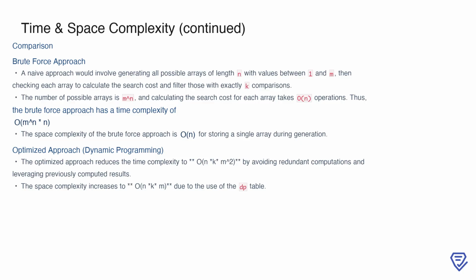In contrast, the optimized dynamic programming solution avoids generating all arrays explicitly by leveraging previously computed results. This reduces the time complexity to n times k times m squared, a dramatic improvement, particularly for large values of m. However, the trade-off is an increase in space complexity to O(n*k*m) due to the DP table.